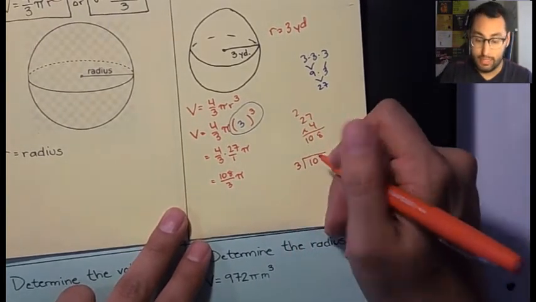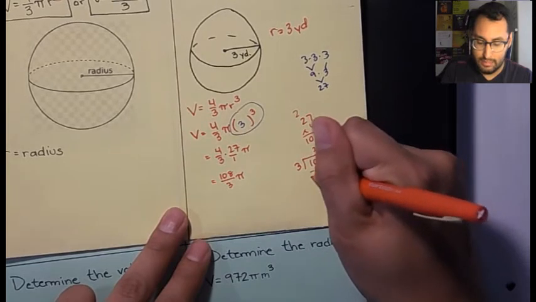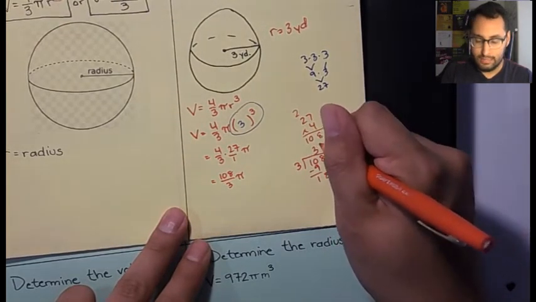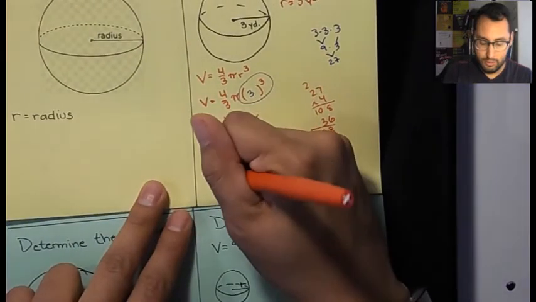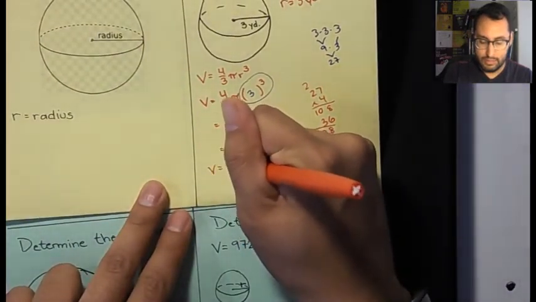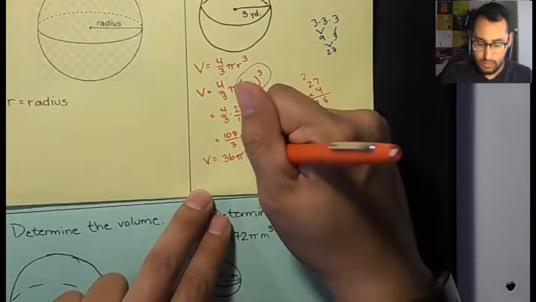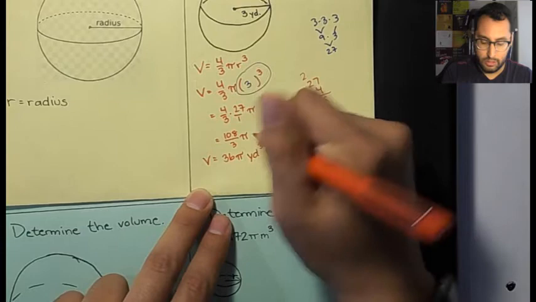3 can't go into 1. It can go into 10 3 times, which is a 9. Bring down the 8. 3 can go into 18 6 times. So our volume is 36 pi. So now we're going to write yards cubed, so cubic yards.